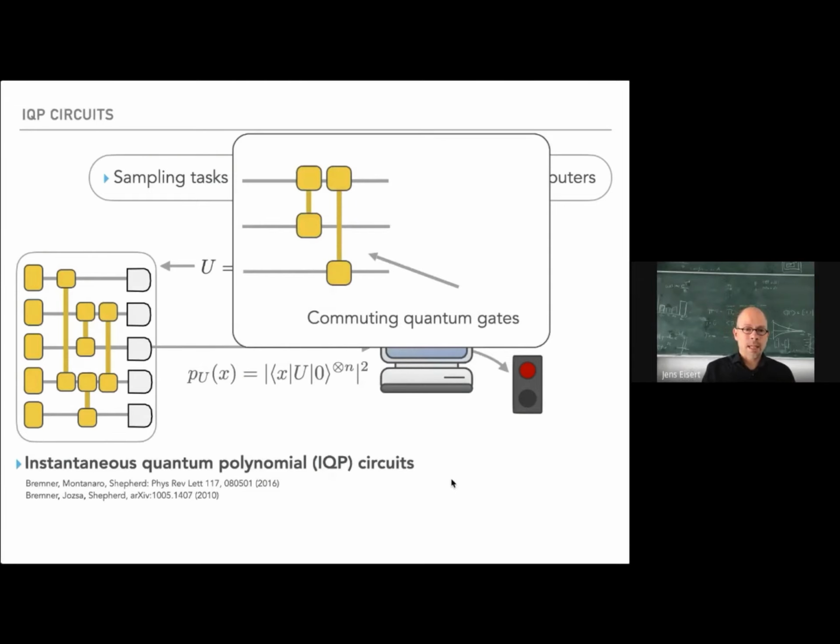Another one is instantaneous quantum polynomial circuits. So IQP circuits, they're commuting even. That looks almost classical, but still you cannot sample on a classical computer from a distribution that's close to the IQP circuit distribution in polynomial time.